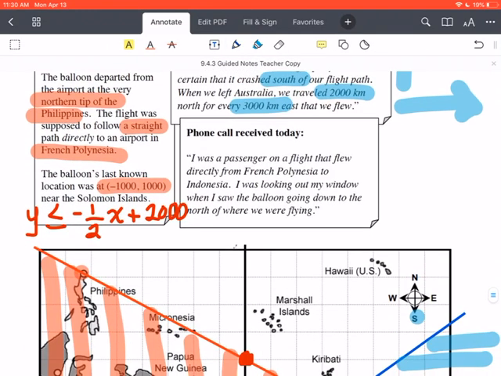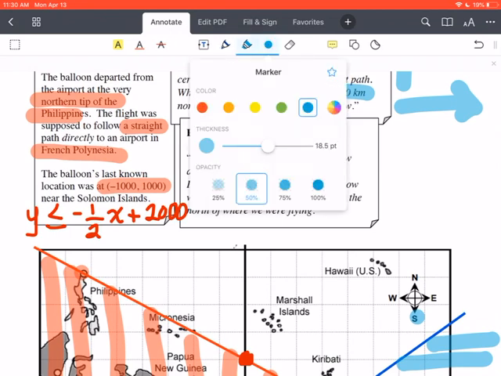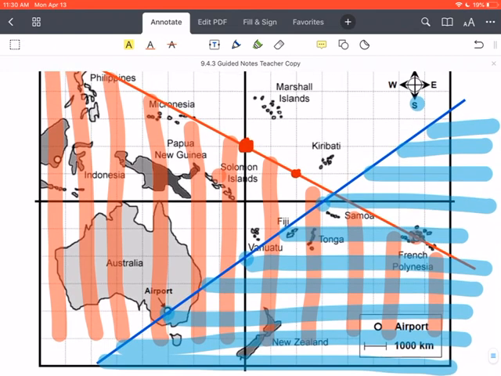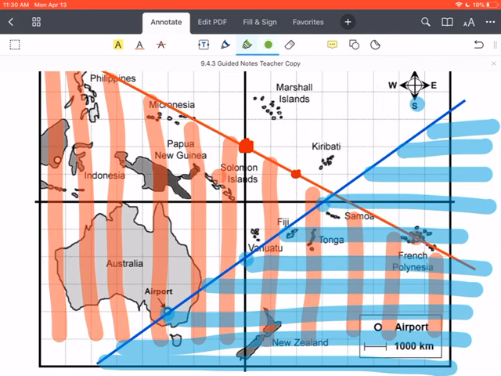Okay, and on the third piece of information, it says, I was a passenger on a flight that flew directly from French Polynesia to Indonesia. I was looking out my window when I saw the balloon going down to the north, okay, so north is up, of where we were flying. So let's go ahead and graph this. So French Polynesia and Indonesia is what we need to find. So French Polynesia is right here, and Indonesia is right here.